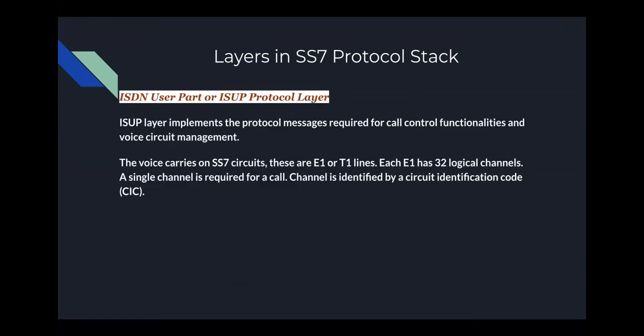You have the ISUP protocol layer. This layer implements the protocol messages required for call control functionalities and voice circuit management. So the voice circuits on SS7 go through two lines, that is the E1 and T1 lines, where each line has logical channels. A single channel is required for a call, and a single call is always required for a call in each CIC.